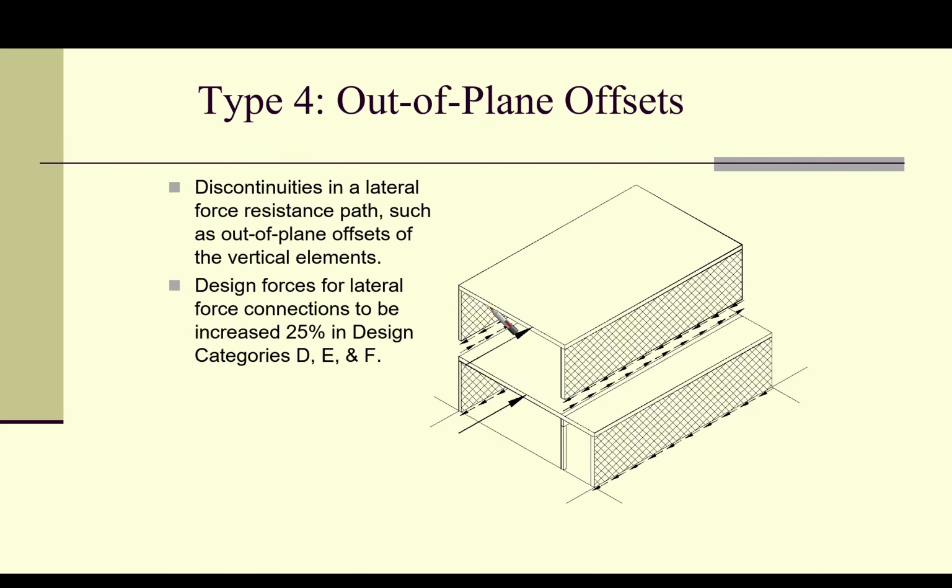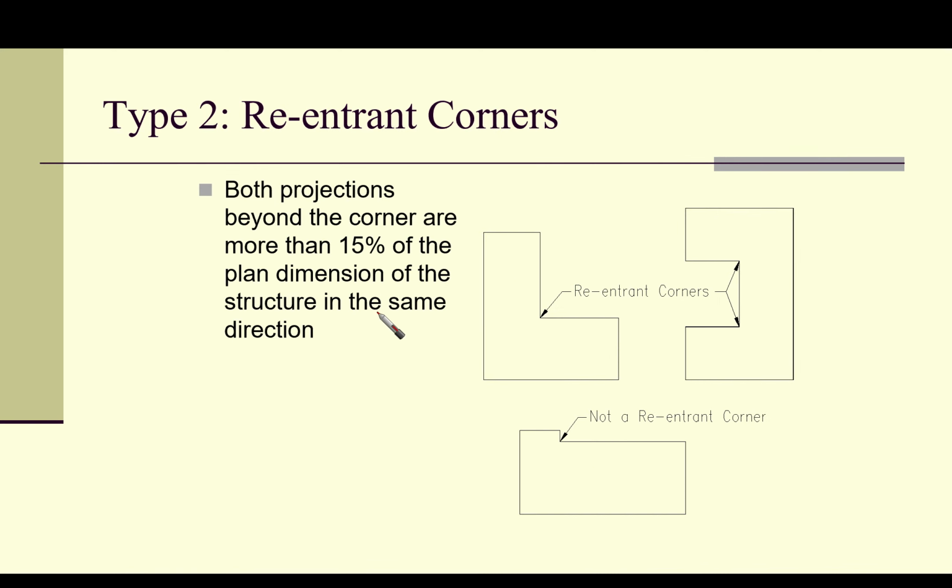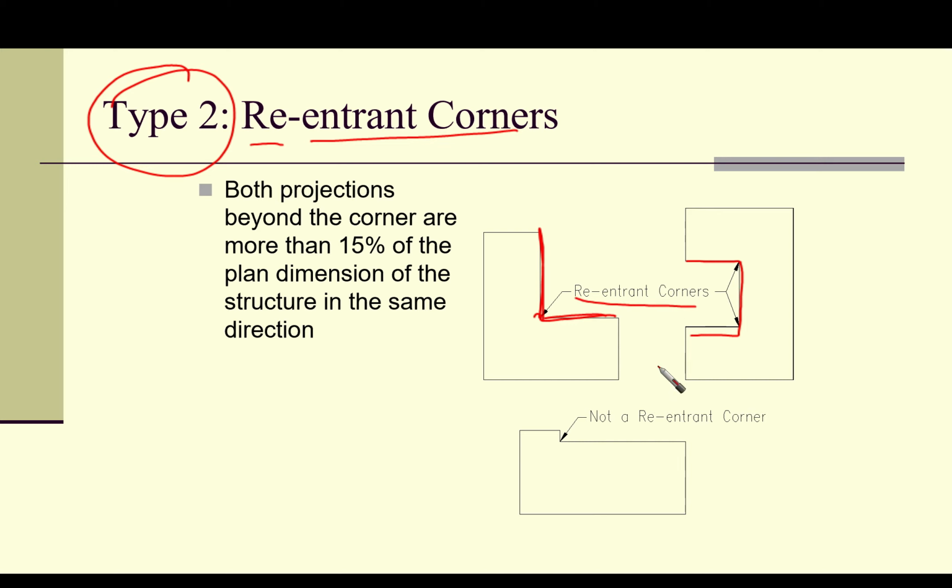Okay, now let's go to the next, which is type 2. We call it re-entrant corners. Re-entrant corners means that whenever we have corners like this, this is what we call re-entrant. Something that is a corner that is taking part of the building. The building is not symmetric, so we call this re-entrant corners, as you can see.